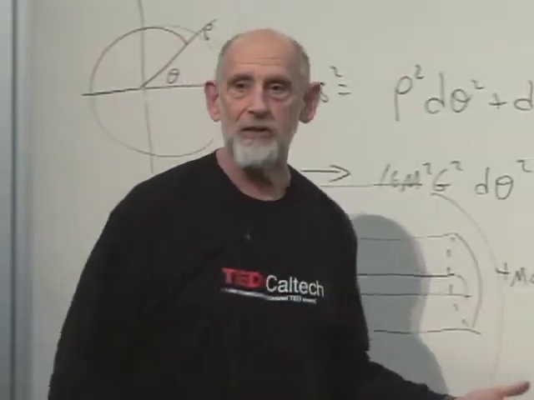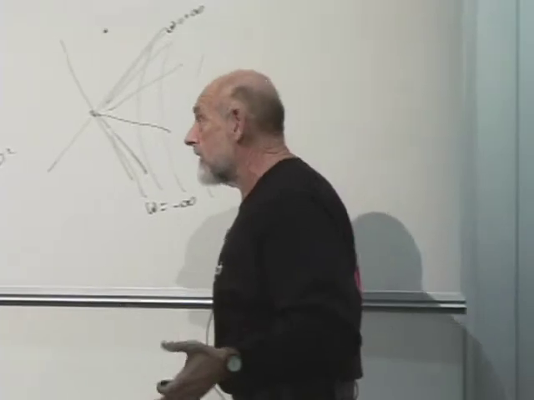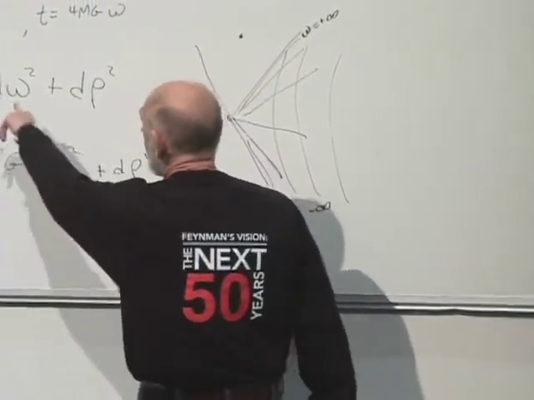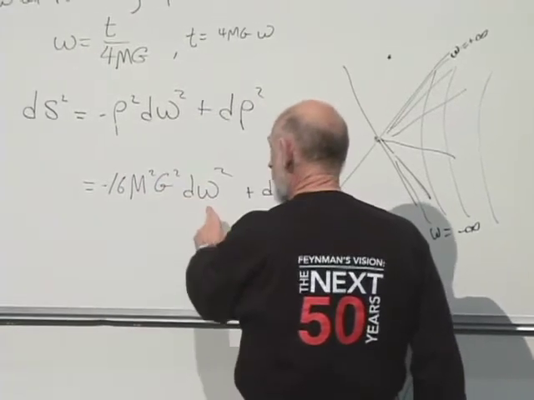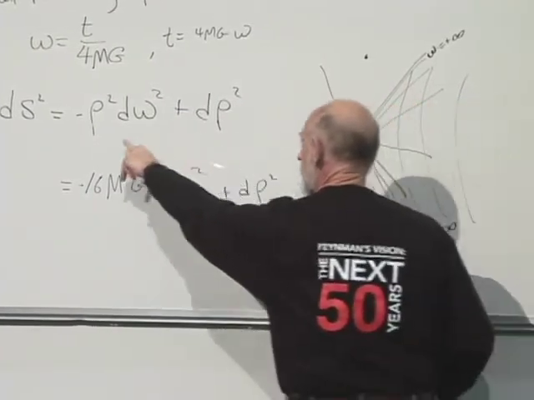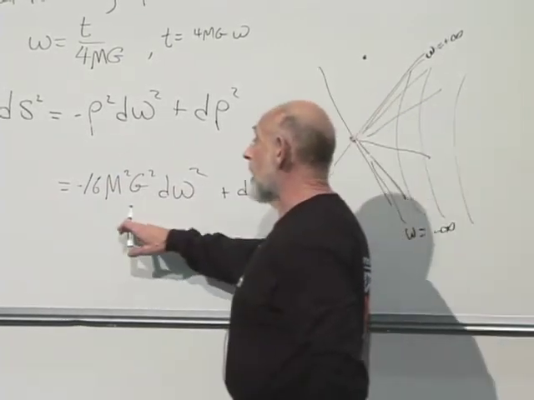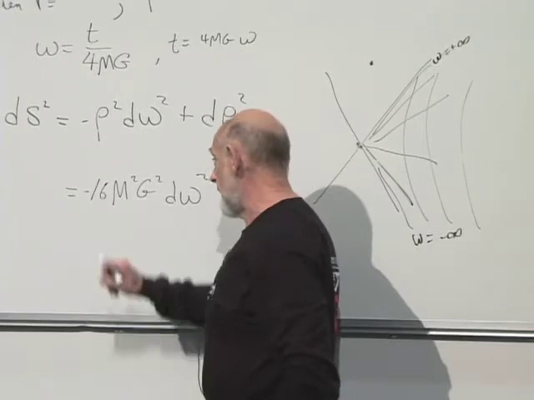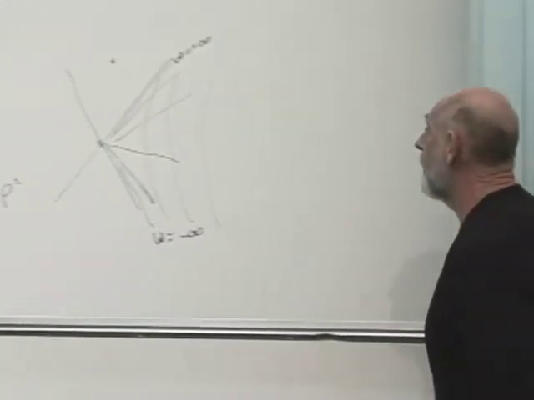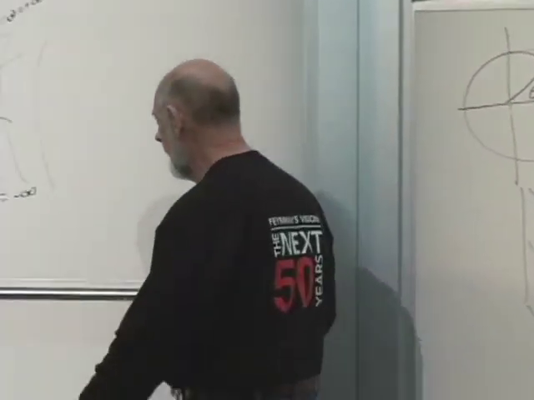But still, I think that's not completely satisfying. It is what it is. Here's the geometry. The coefficient of the omega squared varies from near the horizon, where it's rho squared, to far from the horizon, where it just becomes a number. The number being 16 m squared g squared. And that's really all you really need to know about the black hole.